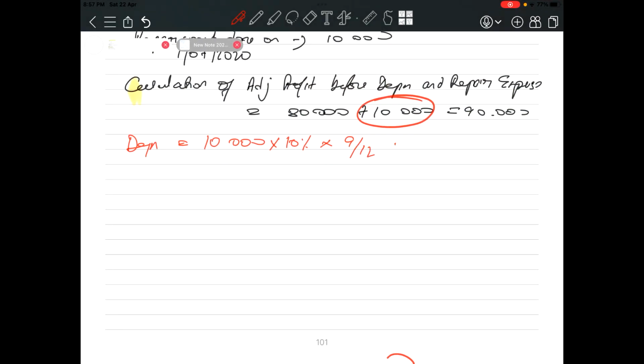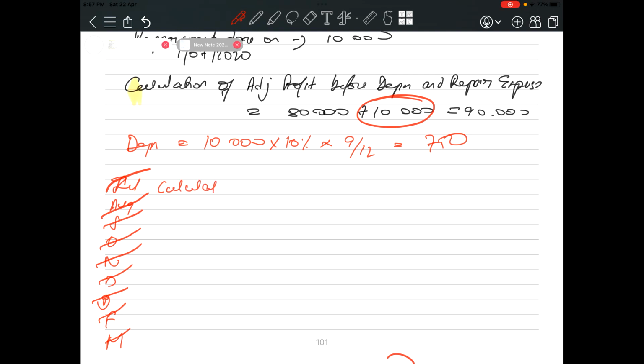Why 9 months? 1st of July, August, September, October, November, December, January, February, March. 1, 2, 3, 4, 5, 6, 7, 8, 9. So what will be the amount of depreciation? This will be 750.